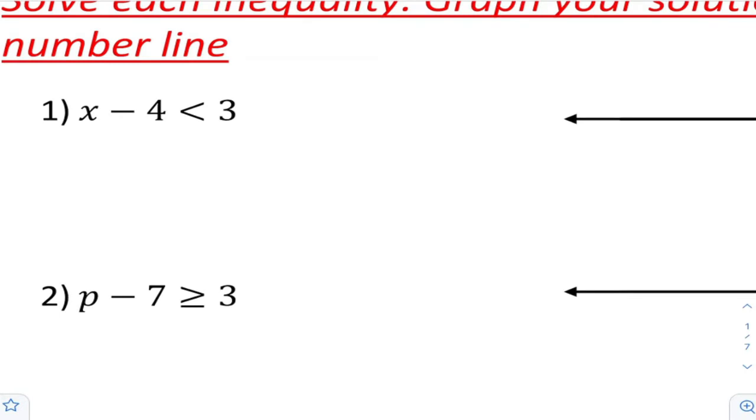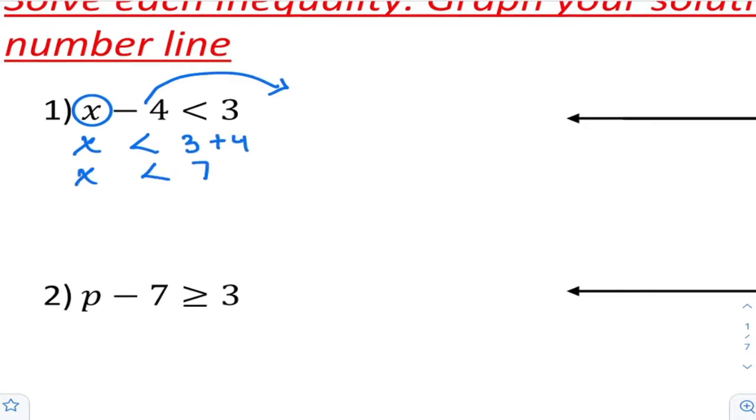When we were solving equations, we were keeping the variable on one side. And we will do the same thing now. Then what shall I do? I'll add 4 to both sides, or in other words, as we got used to in equations, take this to the other side, reversing the sign. So X is less than 3 plus 4. X less than 7.